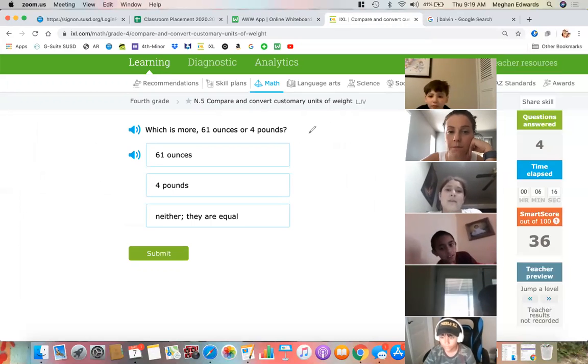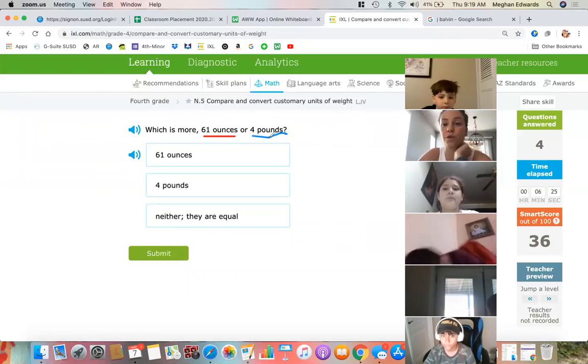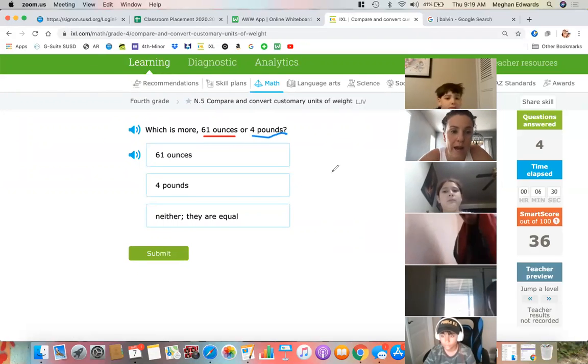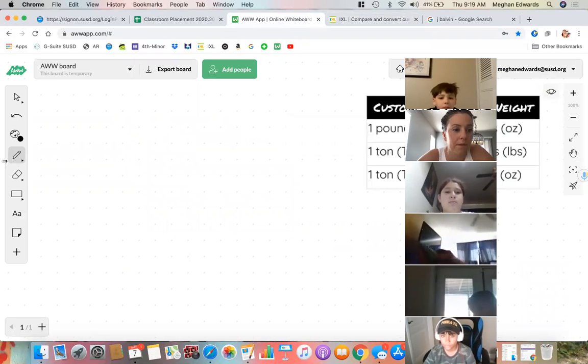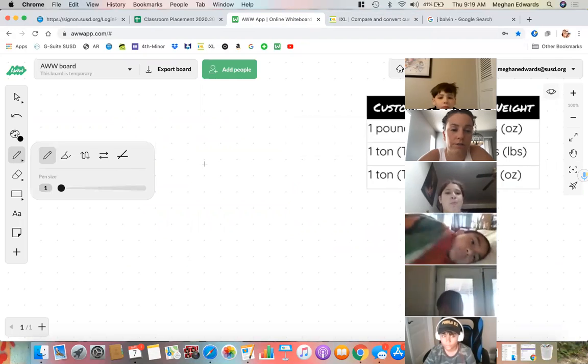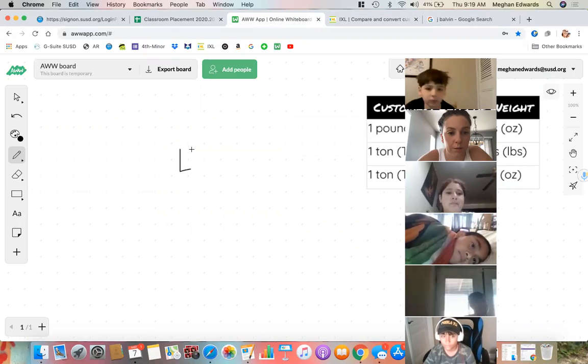Multiply. Yep, because I want to turn those pounds into ounces so that they're the same unit, so I can compare the two things, because I can't compare two things that have different units. So now I'm going to go to my whiteboard and do 4 times 16. Who else can do that with me?